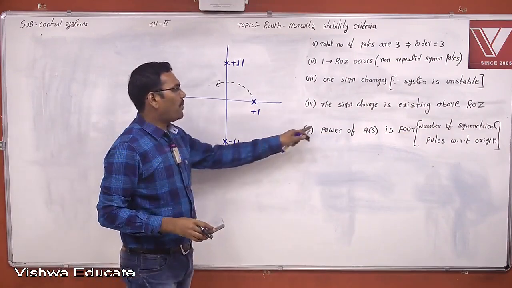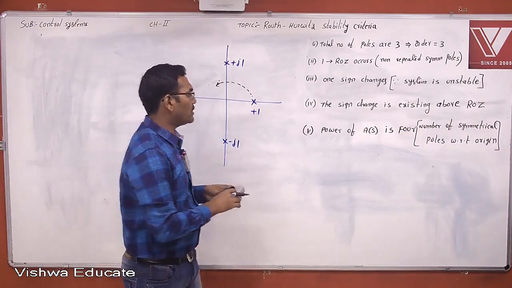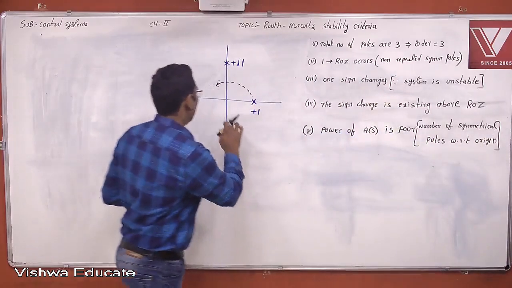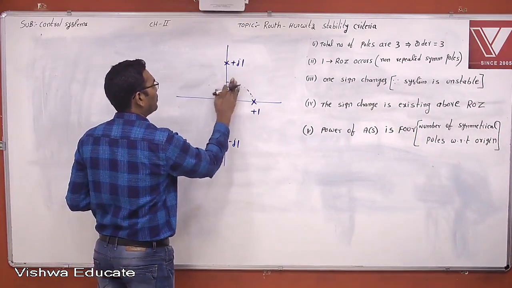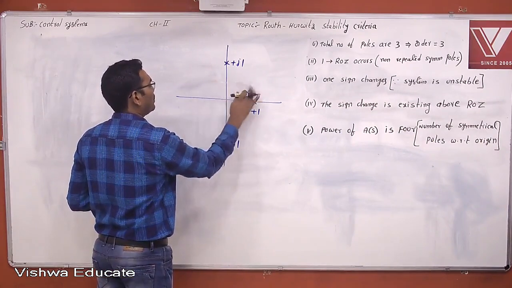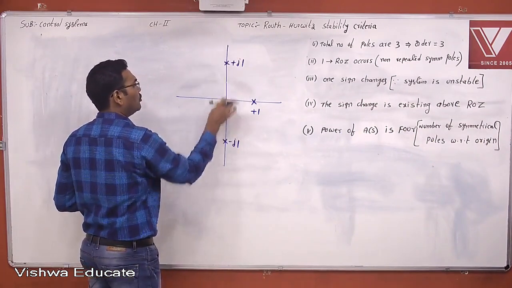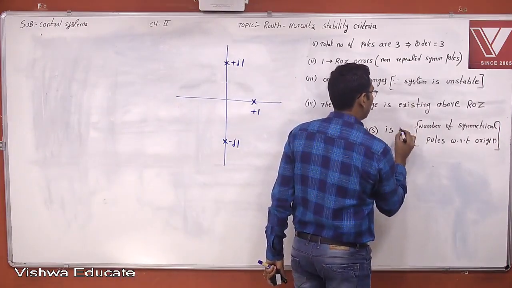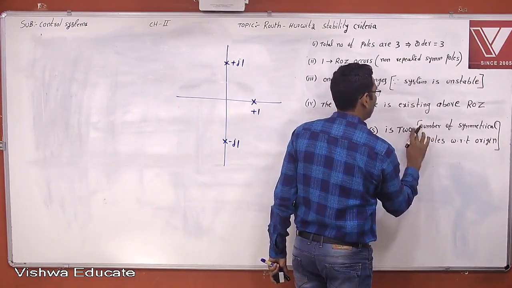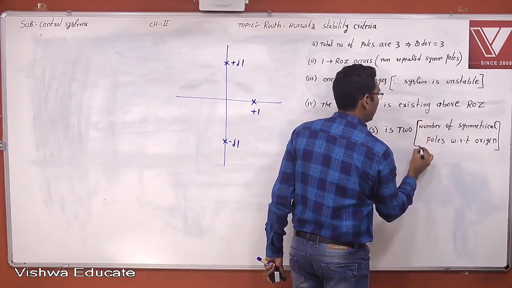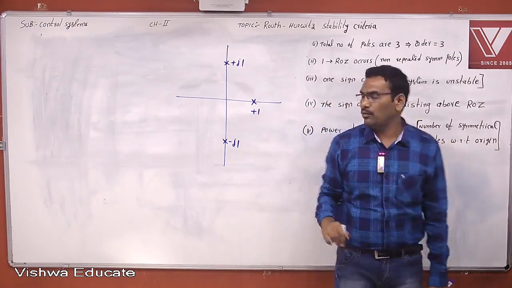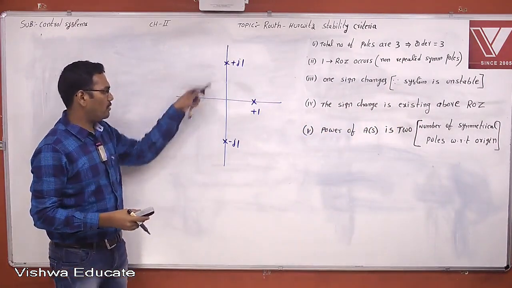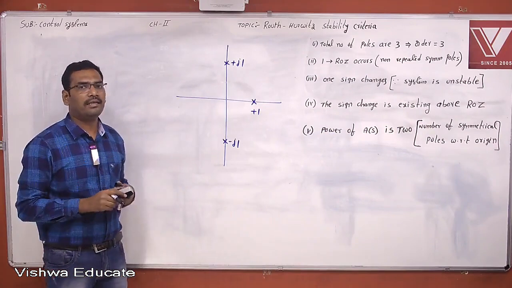So, the power of the auxiliary equation is the number of symmetrical poles with respect to origin. Now, with respect to origin, how many symmetrical poles? There are only 2 symmetrical poles. Therefore, the power of the auxiliary equation is 2.